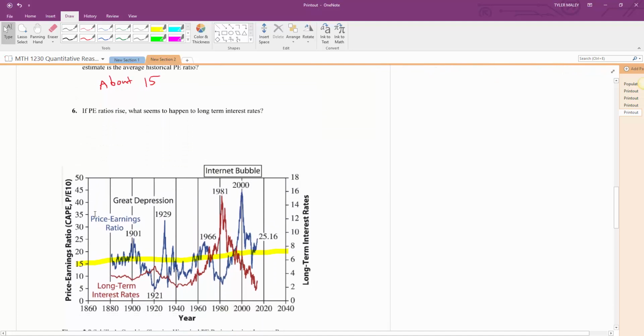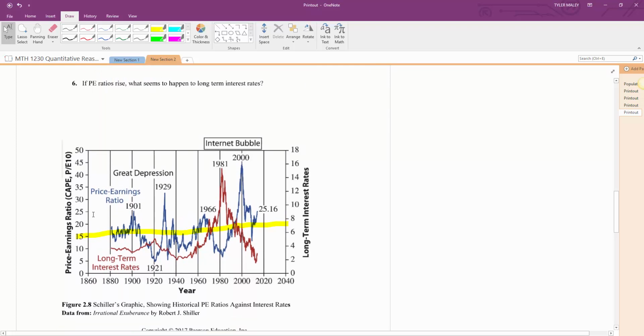Then for number 6, it says if PE ratios rise, what seems to happen to long-term interest rates? So just for reference here, we're told that the blue graph is the price earnings ratio, where the red graph is the long-term interest rates. So we want to know what typically happens as PE ratios rise, so as the blue rises. So I would just zero in on an instance where PE ratios are rising.